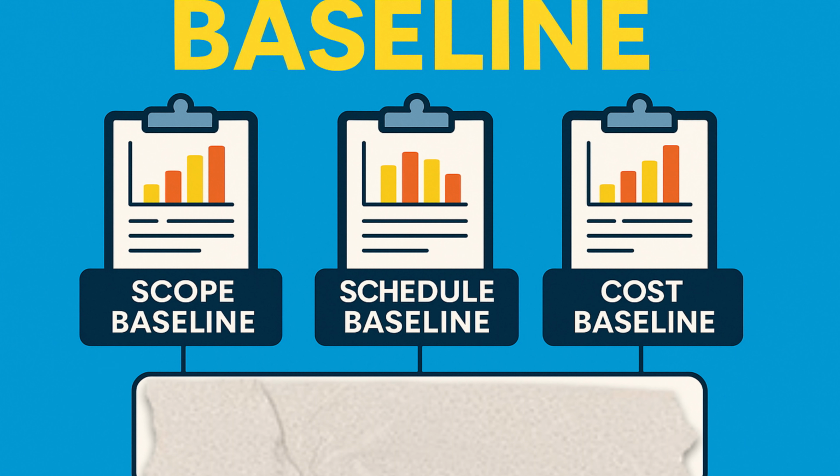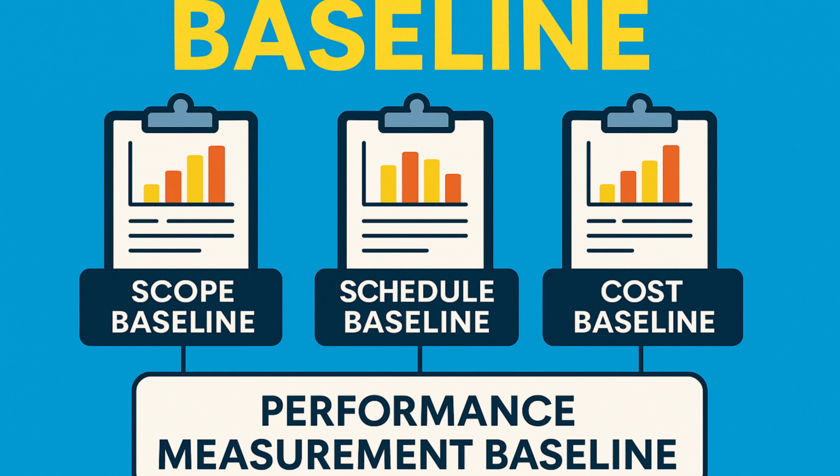After the approval of the project schedule, it becomes the schedule baseline. And finally, when the budget is approved, it becomes the cost baseline. These three, the scope baseline, the schedule baseline, and the cost baseline, are all called the performance measurement baseline. We use these baselines to measure and compare actual project performance against the approved plan.